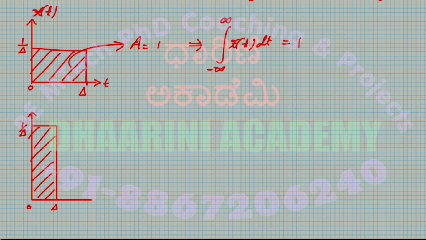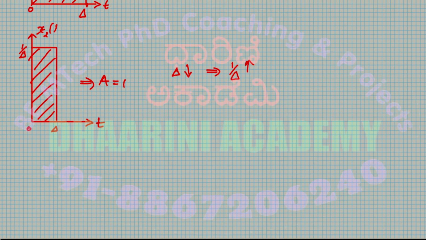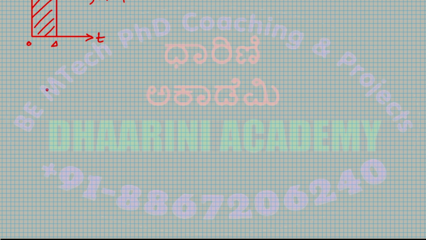Versus time. So now you can also see that, irrespective of which function it is, as the area under the curve is 1, the width of the pulse reduction implies the area is still equal to 1. In this case also I can see that the area under the curve is 1. Now delta reduces implies the 1 by delta, or the height of the pulse, increases, correct? This is what brings us to the delta function now.